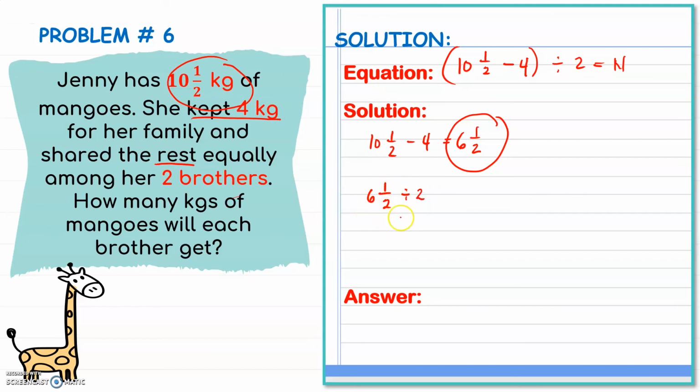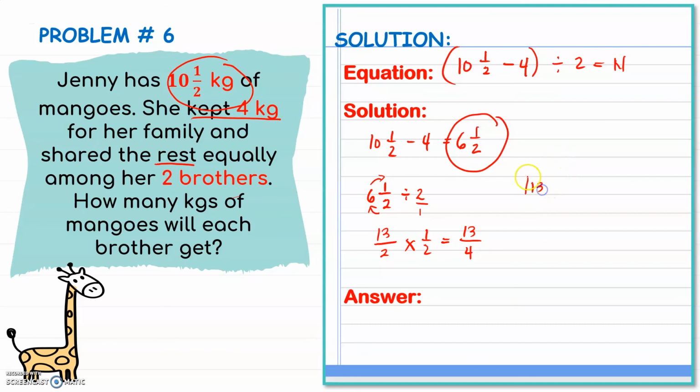Let us recall how to divide a mixed number and a whole number. Whenever we have a mixed number, we have to change it first into an improper fraction. So 2 times 6 is 12 plus 1, that's 13. Then we copy the denominator 2. Then we multiply this new dividend by the reciprocal of 2. 2 has a denominator of 1 here, so its reciprocal is 1/2. Now let's proceed. 13 times 1 is 13. 2 times 2 is 4. 13 over 4 is an improper fraction.